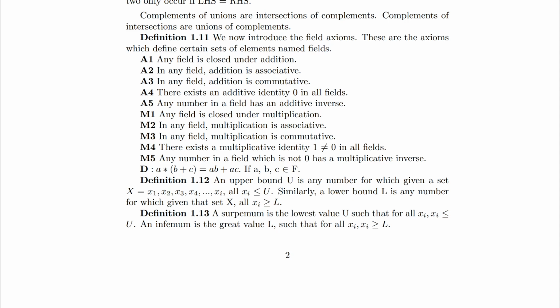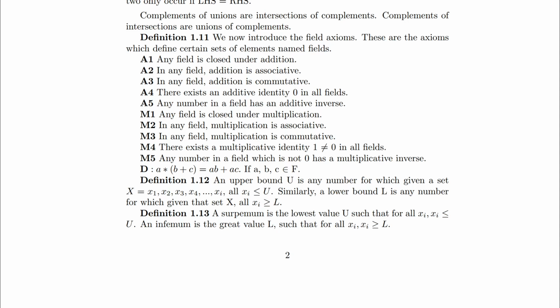Any number in a field has an additive inverse. That means that every number has a negative in a field. So 2 has its negative, negative 2, and so on. This is why, for example, the natural numbers are not a field.